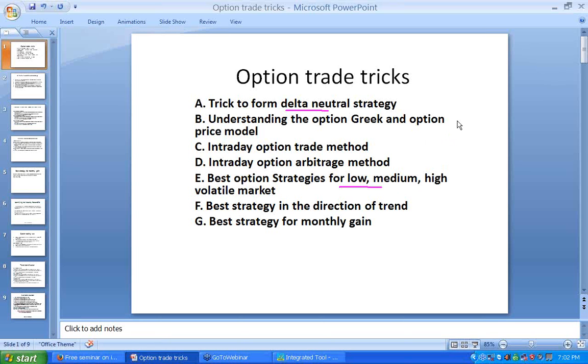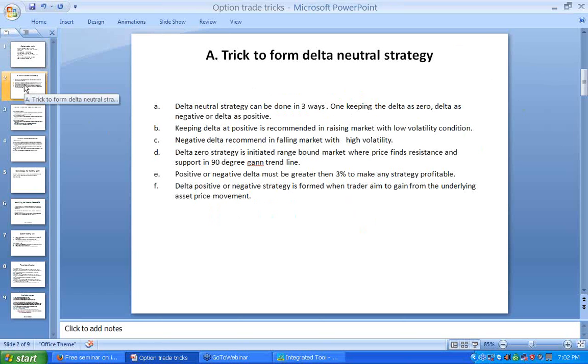So I am not using the term theta 0 or delta 0 or vega 0. I am saying delta neutral. Neutral doesn't mean that it should be 0. Neutral means you should devise a strategy which well suits your risk appetite. That is the meaning of delta neutral or vega neutral or theta neutral.